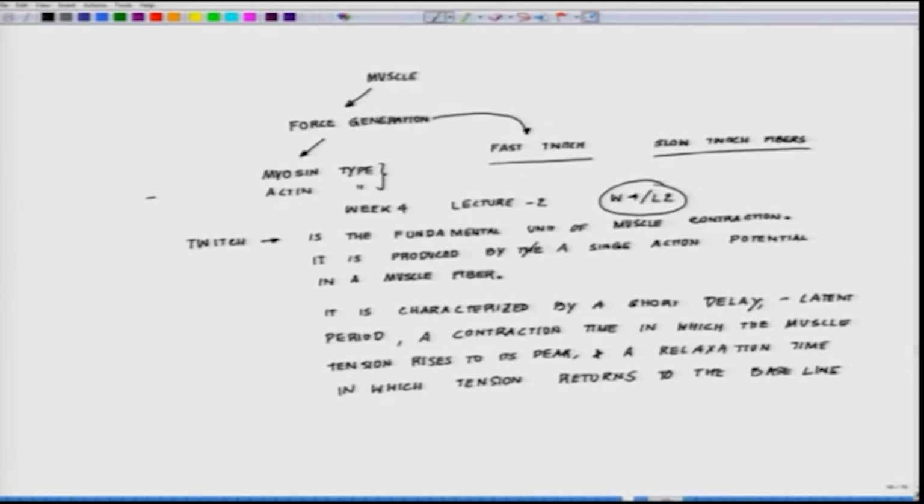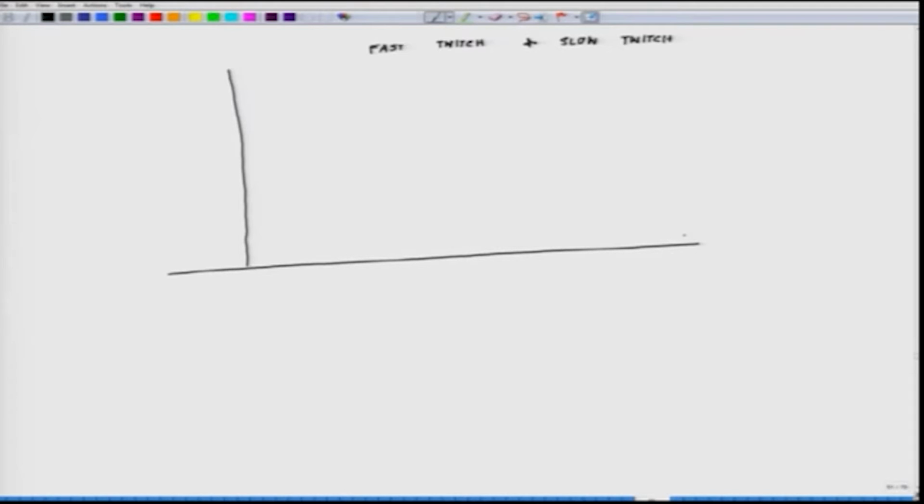Okay. Now, once we have defined twitch, we can define what is a fast twitch and what is a slow twitch fiber. So, as the name indicates, the force generation pattern will be different in the fast twitch and the slow twitch.